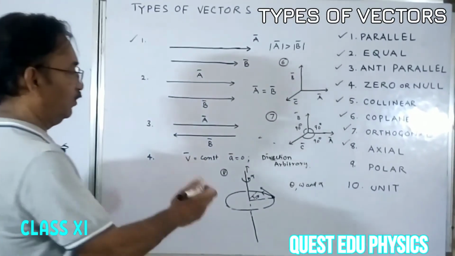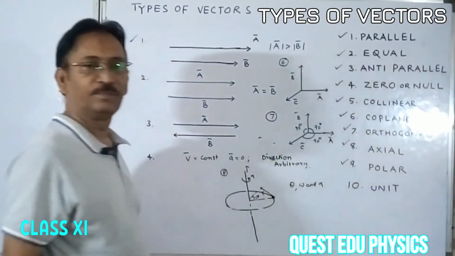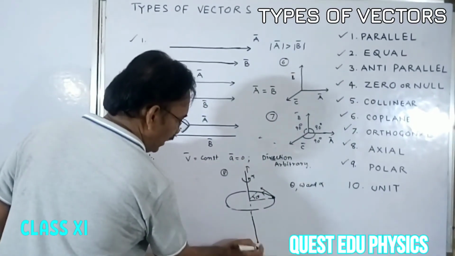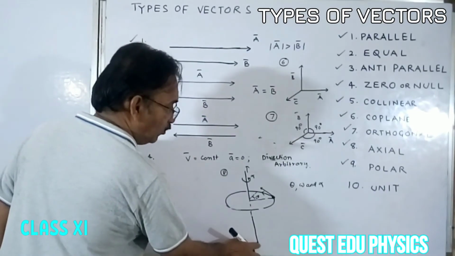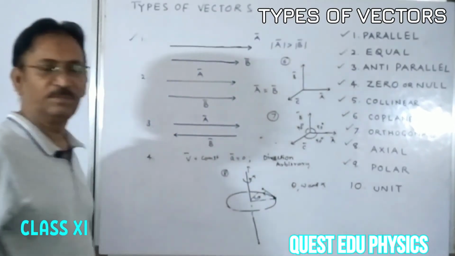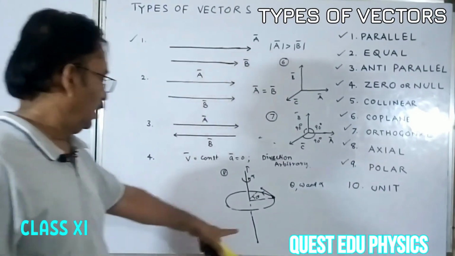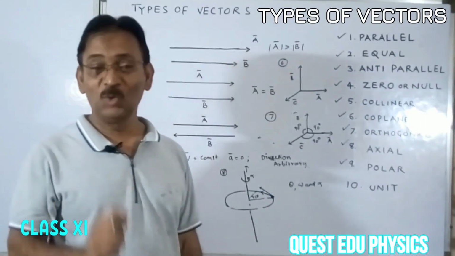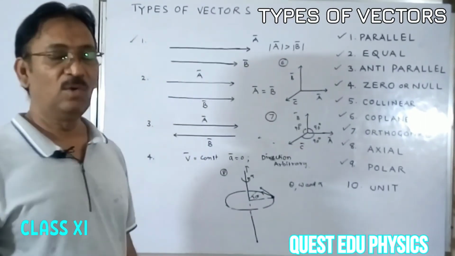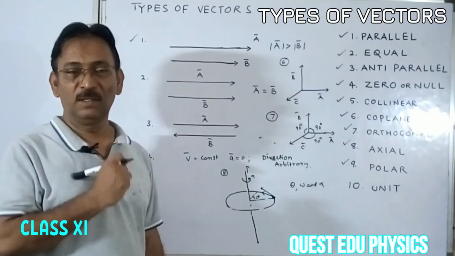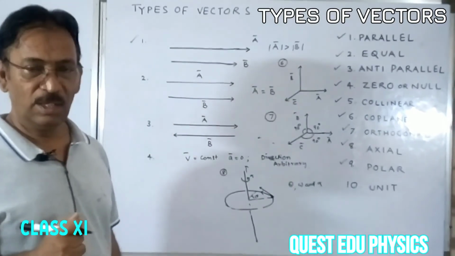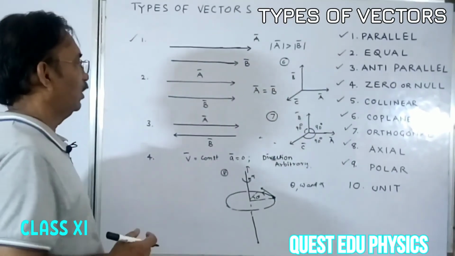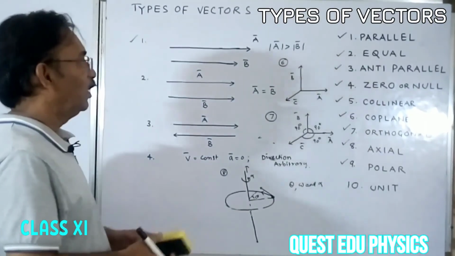Then after, what is left? Polar. Here it is the same thing. If you take this one, in this the axis is fixed. If the axis is fixed, we call it a polar vector. Understand me? If the axis is fixed, then we call it polar. And finally, we have to know about the unit vector. In the previous video, I explained that a vector which has unit magnitude is known as the unit vector. Let's talk about it in some detail. I hope you understood that.